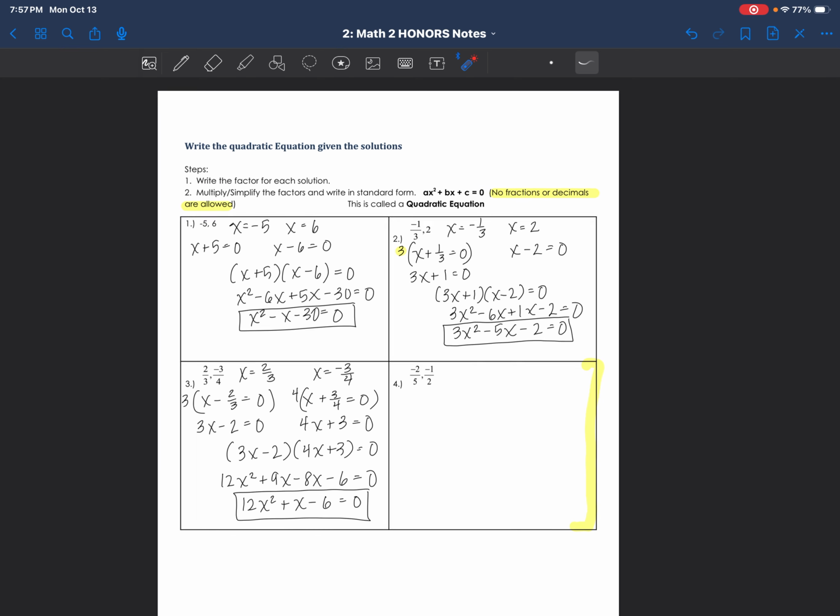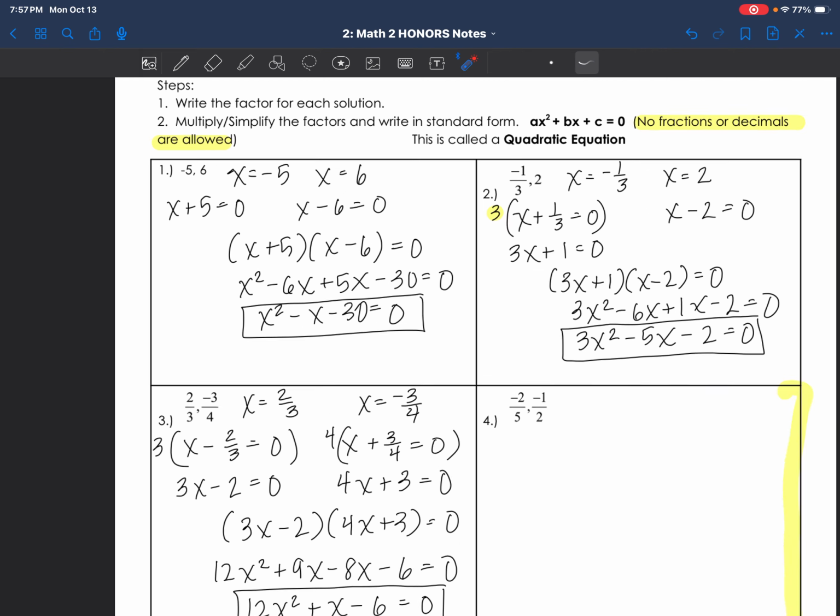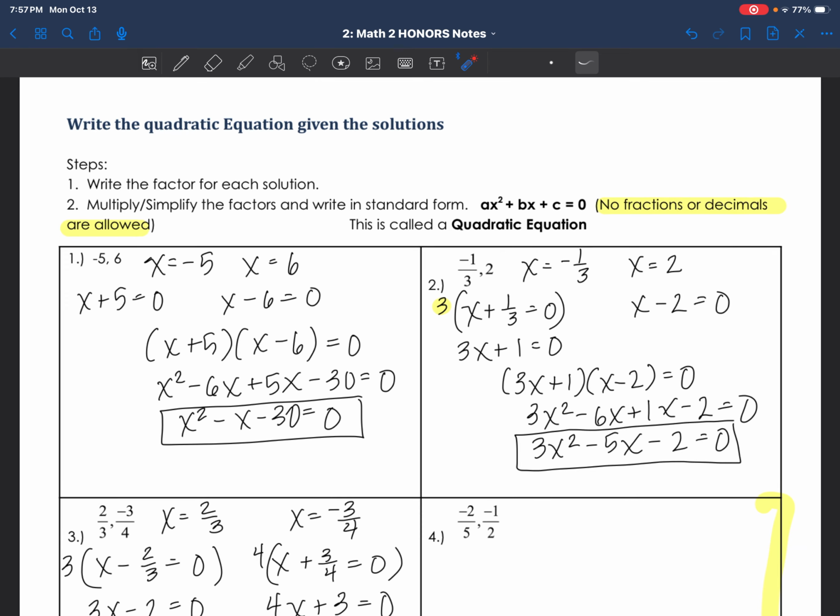All right, so now you can also work backwards. If you're given the solutions, you can work backwards to figure out what the original problem was. So what you're going to do is write the factor for each solution, and then you're going to multiply or simplify the factors in standard form. So that's your ax squared plus bx plus c equals 0. No fractions or decimals are allowed, and that's called the quadratic equation.